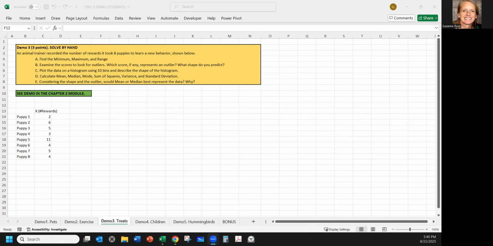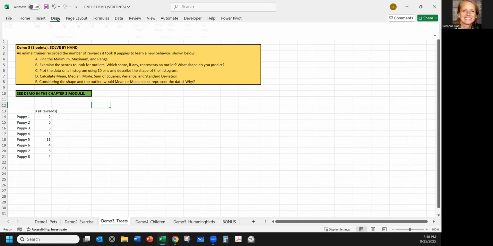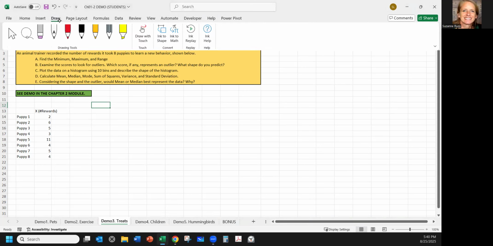Here we have the 8 puppies and the number of rewards that it took. The first thing we do is find the minimum, maximum, and range. I'm writing my answers right here in the spreadsheet, but I am assuming that you would be writing these on a separate piece of paper. If you do have a pen and a touch screen, you too can do it right in the spreadsheet.